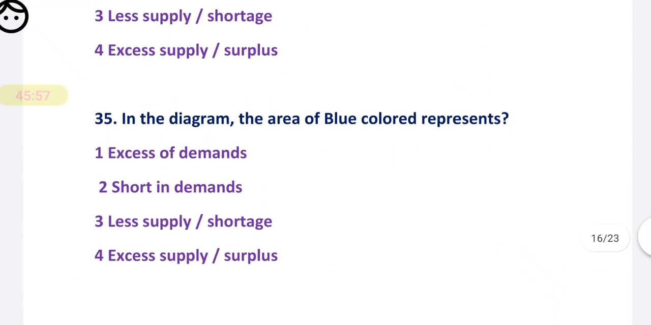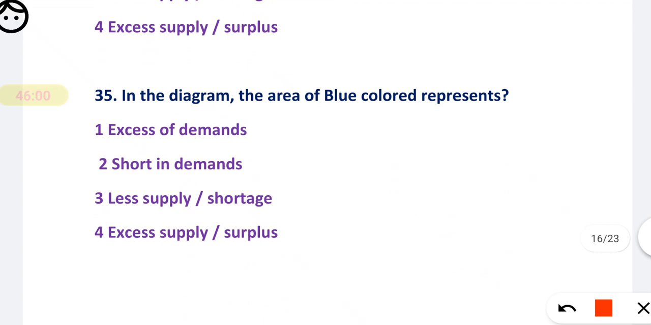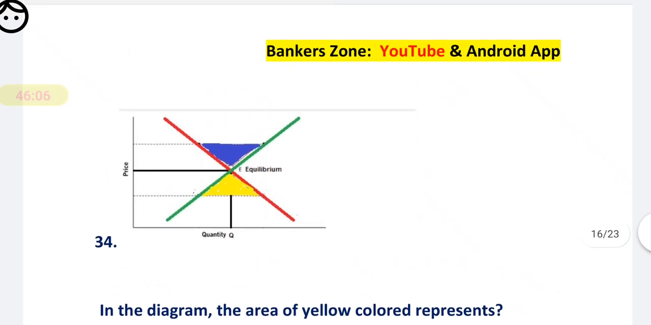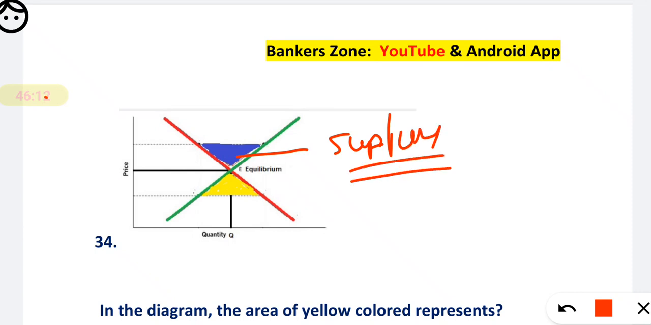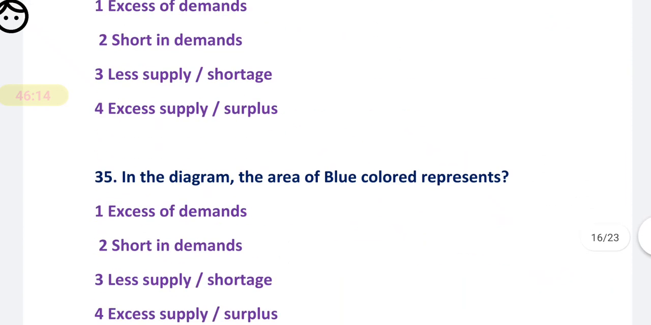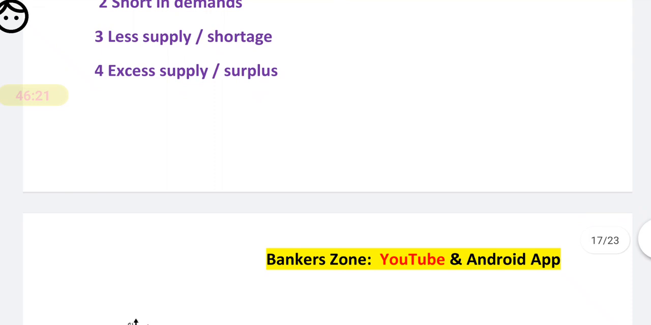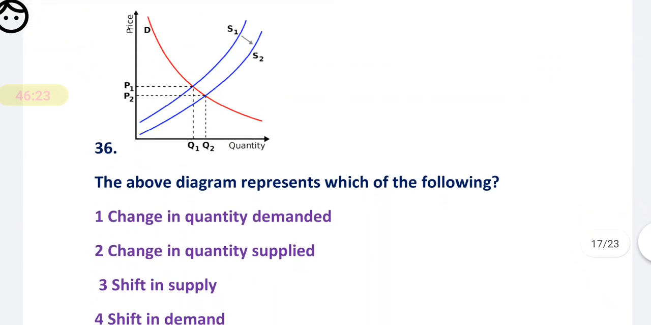Now question number 35, the same, the blue colored area represents what? I have already explained it to you. The blue colored area is nothing but the surplus. The blue colored area that is above the equilibrium point is called the surplus. Okay, so we will directly mark the answer to question 35 as the surplus, that is the excess of supply, which is called the surplus. Question number 36 we are going to discuss, this is very interesting. The above diagram represents which of the following?